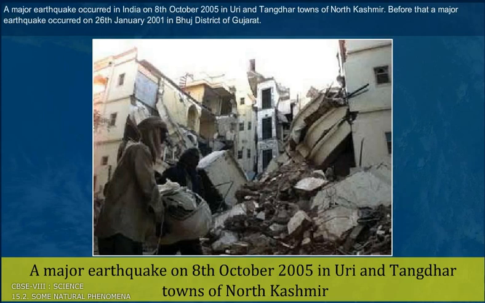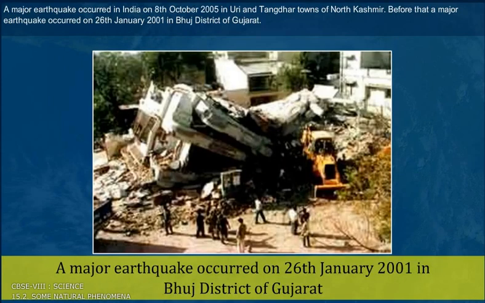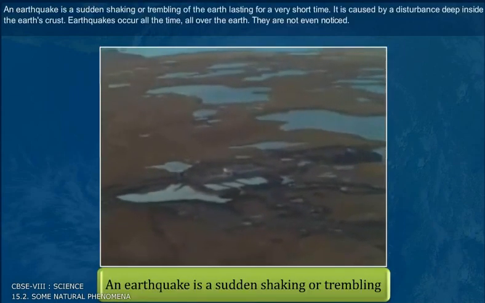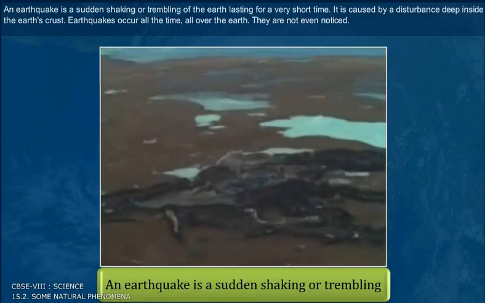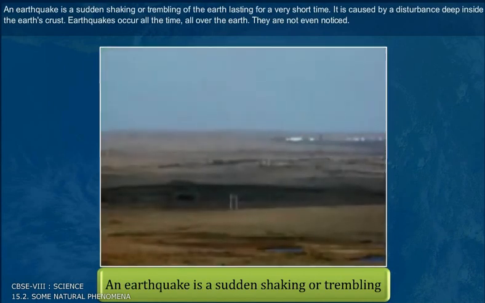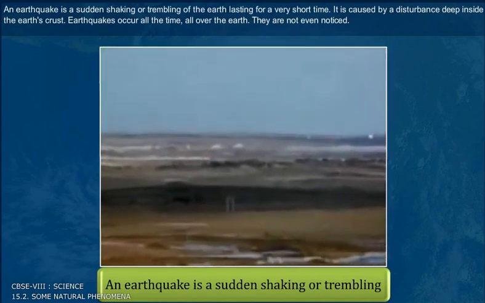A major earthquake occurred in India on 8 October 2005 in Uri and Tangdhar, towns of northern Kashmir. Before that, a major earthquake occurred on 26 January 2001 in Bhuj district of Gujarat. What is an earthquake? An earthquake is a sudden shaking or trembling of the earth lasting for a very short time. It is caused by a disturbance deep inside the earth's crust.